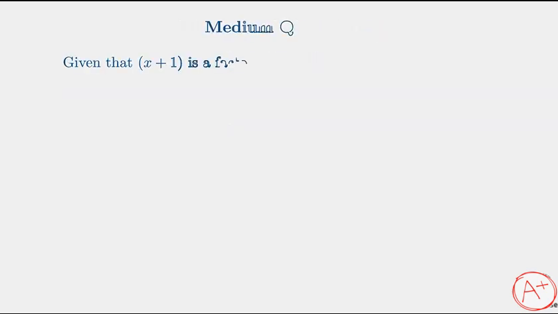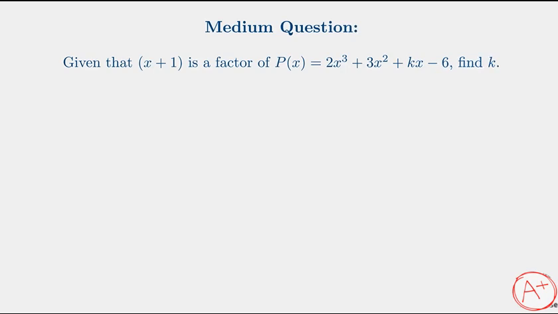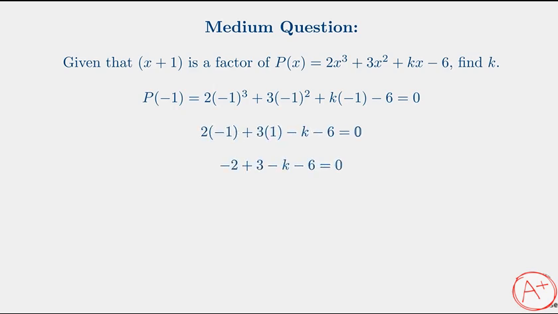Now for the medium question. Given that x plus 1 is a factor of p of x equals 2x cubed plus 3x squared plus kx minus 6, find k. Since x plus 1 is a factor, p of negative 1 must equal 0. Simplifying, we get negative 2 plus 3 minus k minus 6 equals 0. This simplifies further to negative 5 minus k equals 0, which implies k equals negative 5.